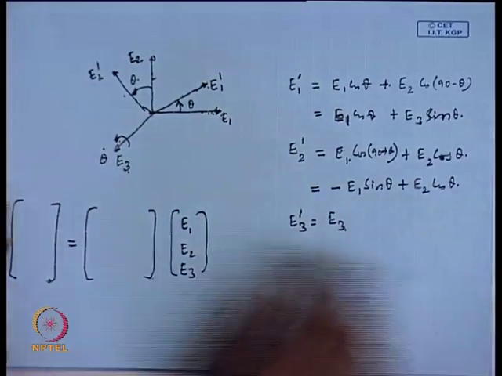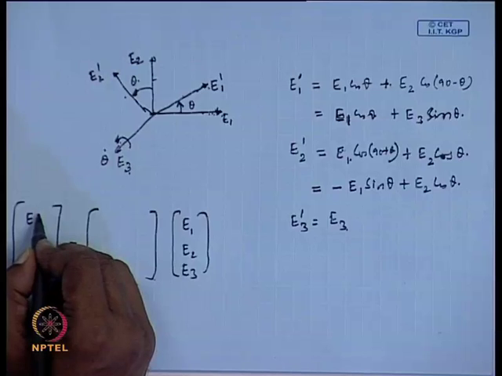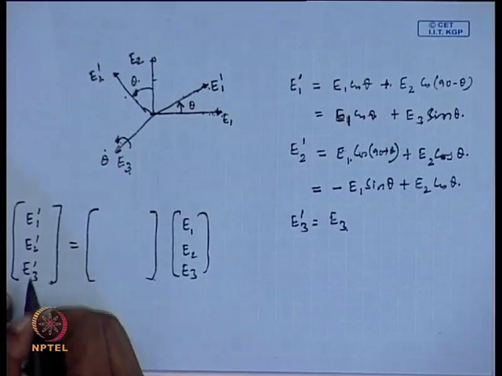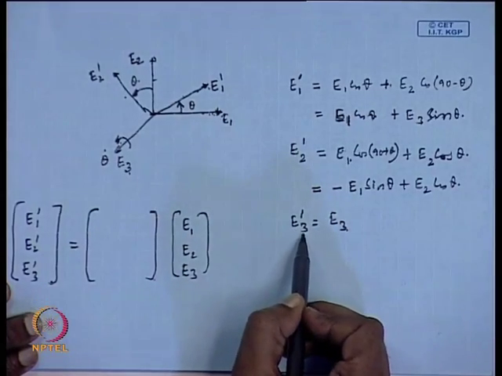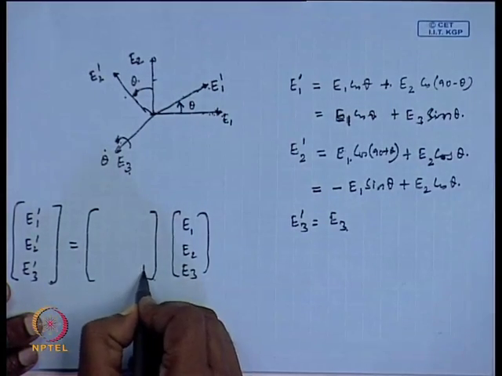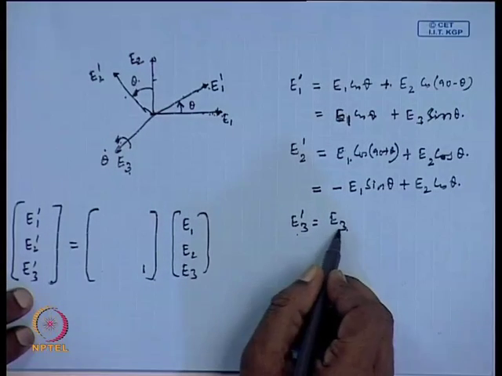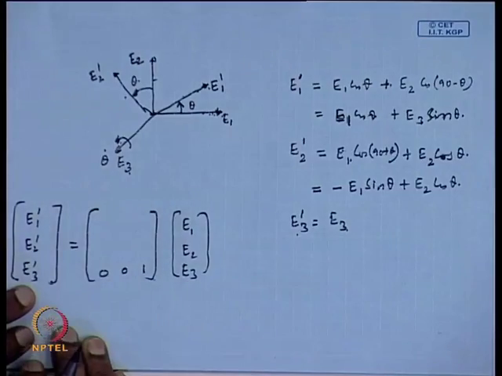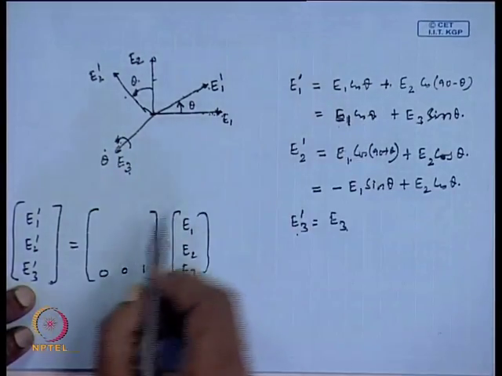If you rotate them, the other components can be written as after rotation: E1 prime, E2 prime, E3 prime. From here you can see that if you have rotated about E3, there is no change. E3 prime is just E3. So, from here we can write E3 prime is equal to E3. Completing this matrix, E1 prime can be written as E1 cos theta.